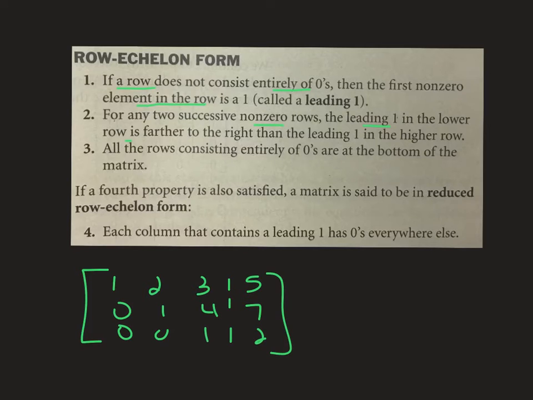That is a row echelon form because the first number in each row is a 1, and as you go down the matrix, the 1 is further to the right than the one above it. That's row echelon form. Also, and this is going to happen sometimes, if you have a row of all zeros, they need to be at the bottom. So if this were the case, that would still be row echelon form, if everything's on the bottom.